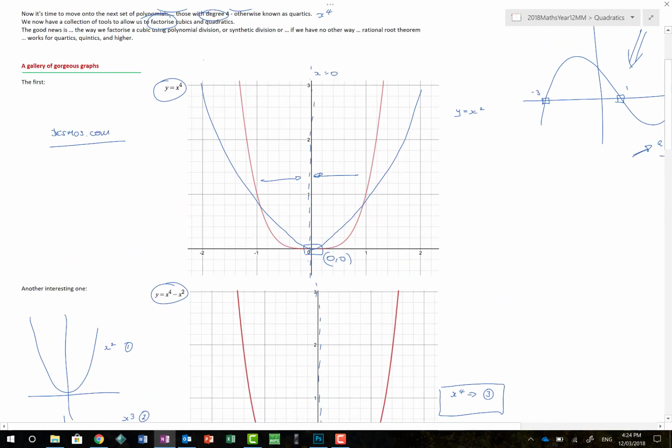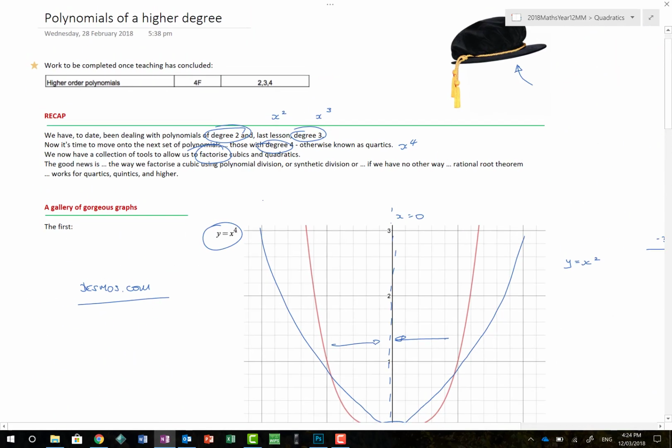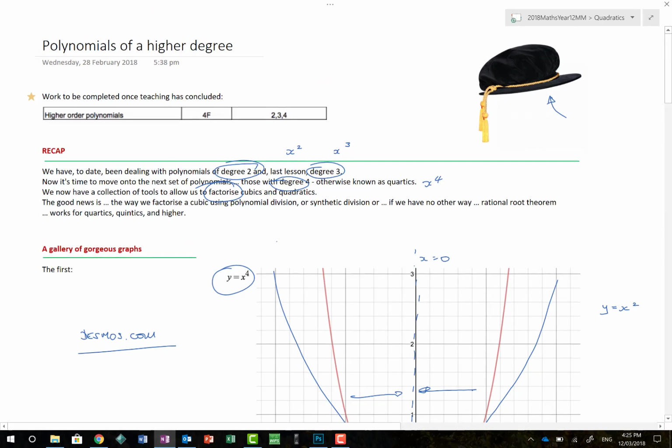I say time and time again, when you end up with VCE questions that are asking you particular information about a shape or a curve, it is always a really, really good idea to draw a diagram. I can't express enough how a quick sketch can actually save you many, many hours of heartache. All right, so this was a quick jaunt through polynomials of a higher degree.